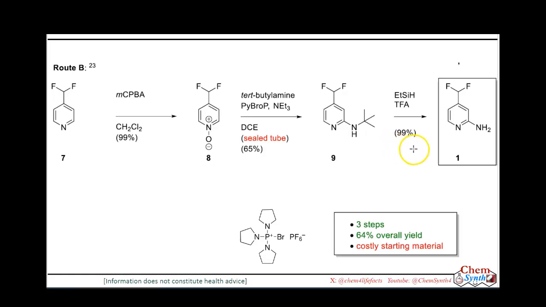And in the final step, the removal of this tertiary butyl group was performed by using a silane compound. So yields are very good. However, the starting material is quite costly, and also in the second step you can see the reaction was performed under sealed condition, like under pressure. So scaling up this material using this route was also not that suitable.